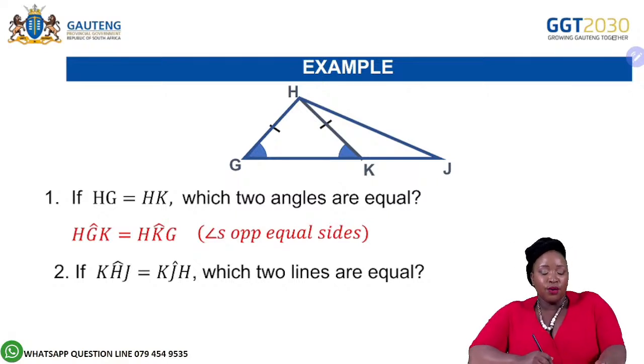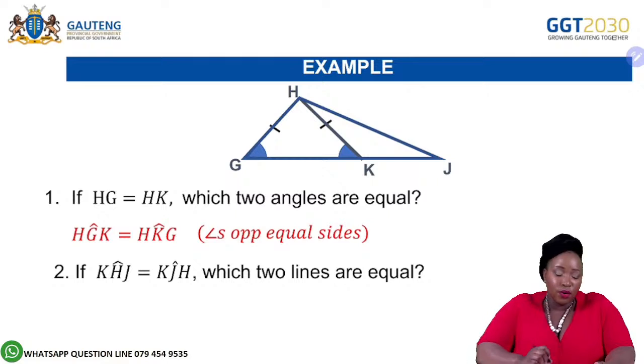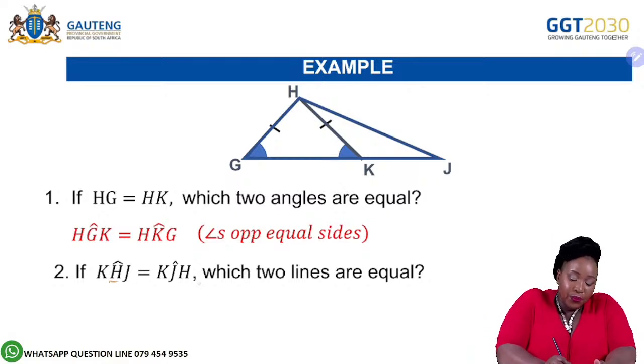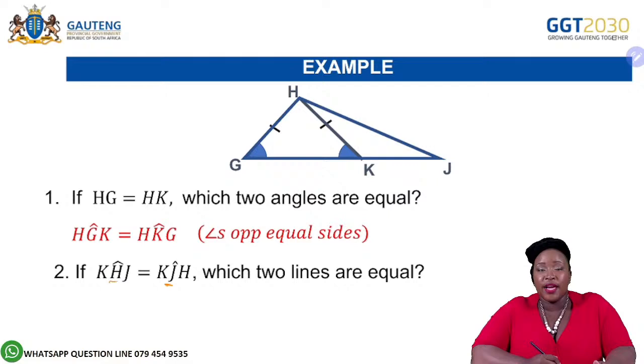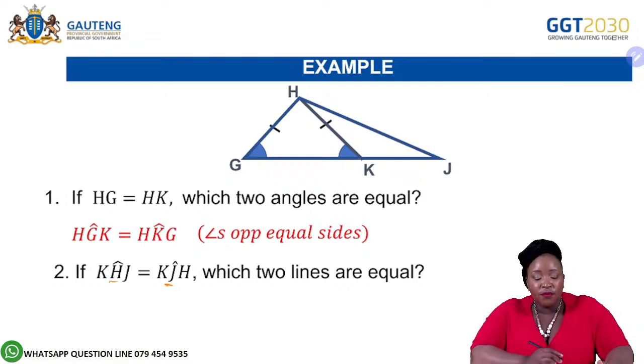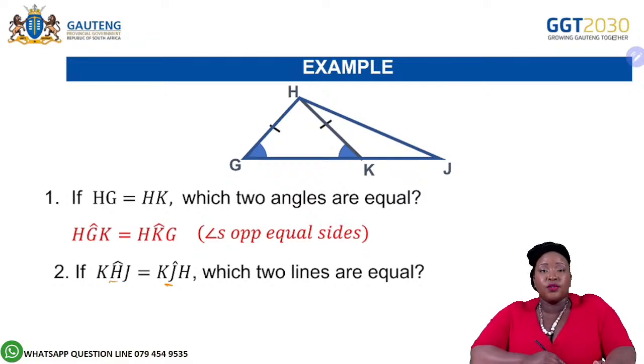And then we have the next question. It says if KHJ is equal to KJH. Are we looking at lines or angles here? It's actually angles. So we should be saying if angle KHJ is equal to angle KJH, which one of these is the actual angle? It's the ones that have heads on them. Right. The letter that is in the middle, it's where the angle is. If those two are equal, which two lines will be equal? Have you identified the equal lines?